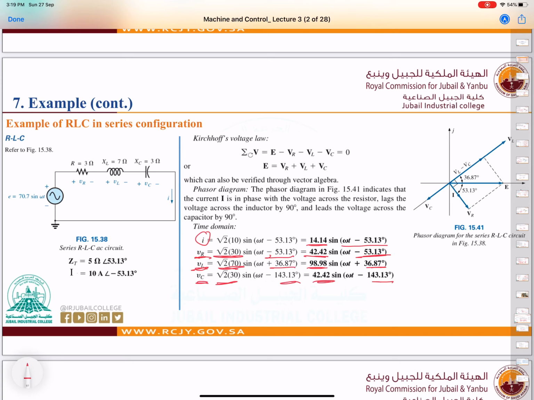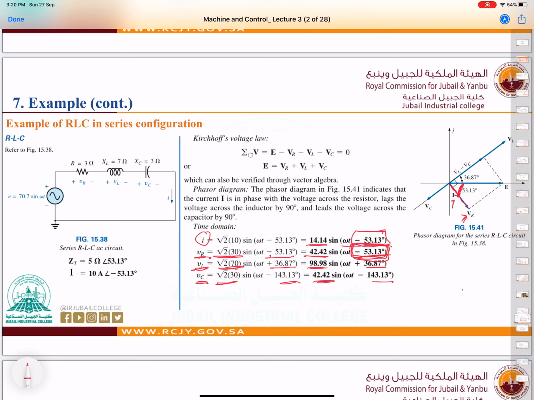This is the phasor diagram of the voltage, the phasor diagram, not the impedance diagram. This is the voltage of the resistor. Why is it here? Because the voltage of the resistor is at minus 53.13. And the current again has the same angle, but the magnitude is different. So this is the current, this is the voltage of the resistor. They are in phase. This is condition number 1.